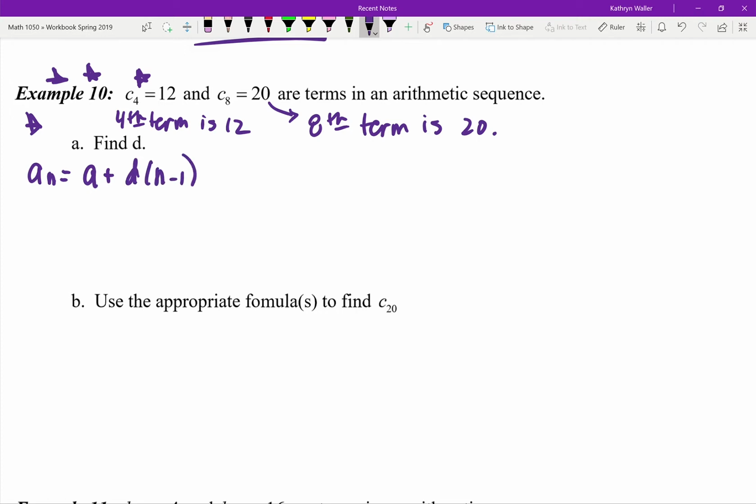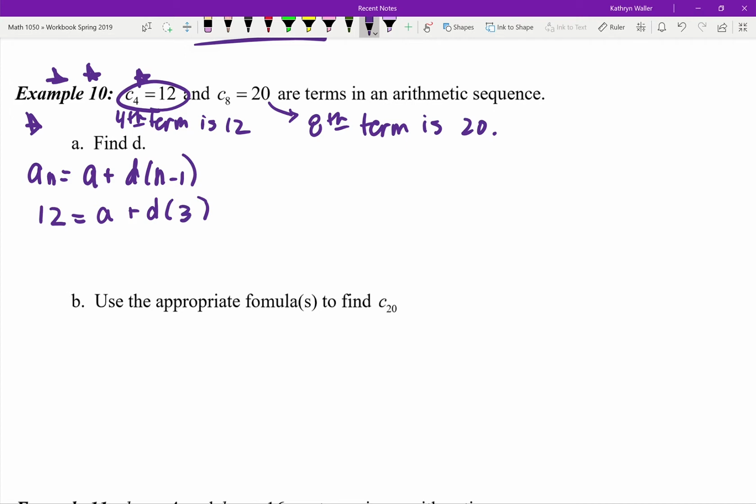Okay? So let's use this information in that formula, just like we did up above. So the term is 12. It's the first term, which I don't know, plus the common difference, which I don't know. But I do know that n is 4 because I'm finding c sub 4, right? So 4 minus 1 is 3.